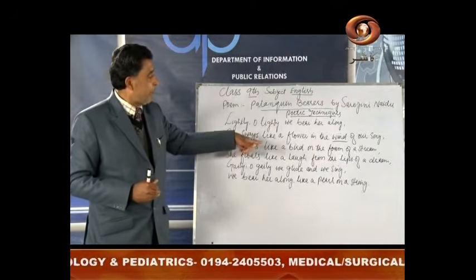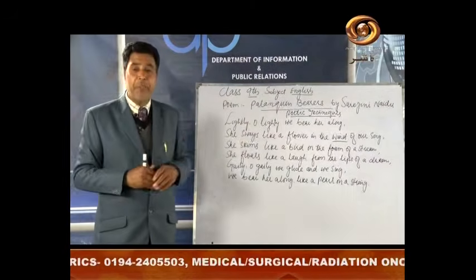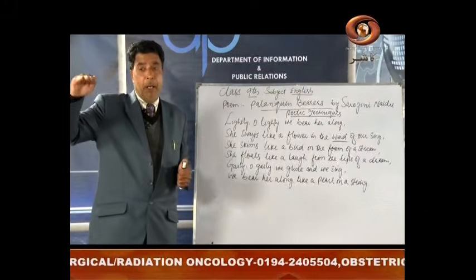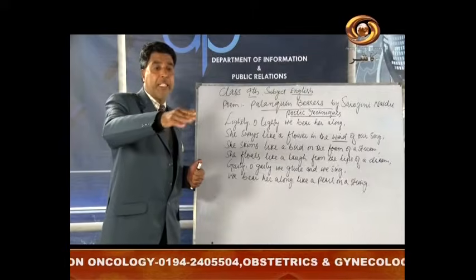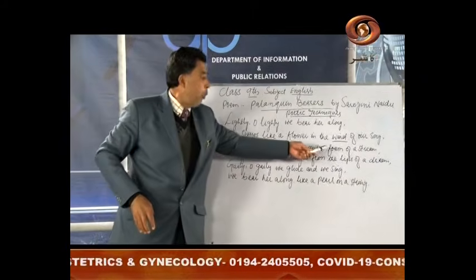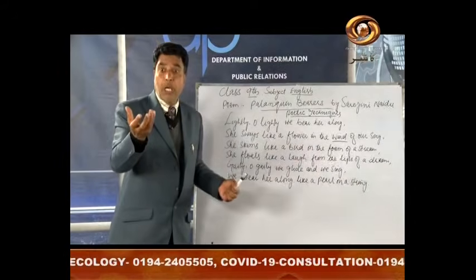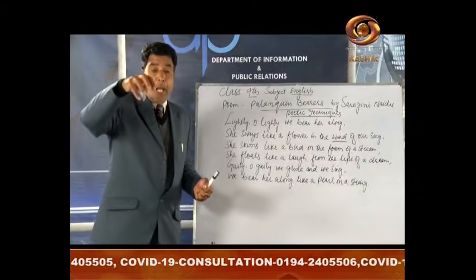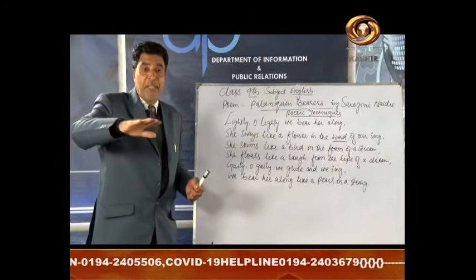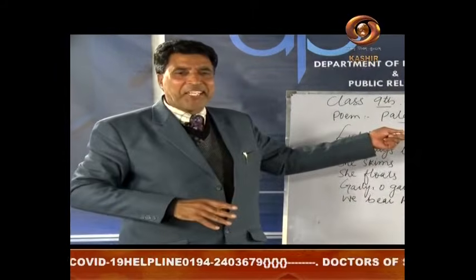She skims like a bird on the foam of a stream. She feels very happy. You might see the image of this poem. When the water in a stream is flowing, in that stream you find foam. Foam, we call it jhaag. And a bird comes and sits on that foam. Very light. Same is the case here with the bride. She is very light to carry.